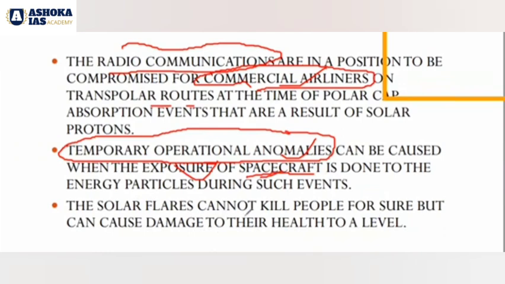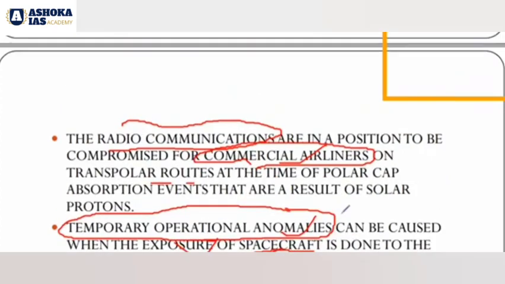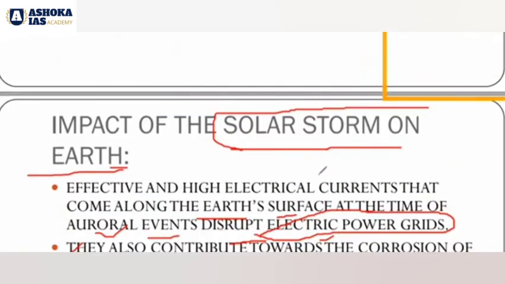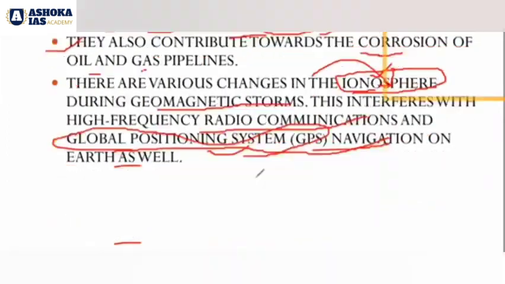The solar plasma cannot kill people directly, but it could damage health up to a certain level, because once the plasma crosses the atmosphere of the Earth, it may come in contact with living beings, and it could lead to different types of disease. It can cause different health issues, some kind of diseases, skin disease maybe. Okay, so these are some impacts that could be caused by a solar storm on the surface of the Earth.